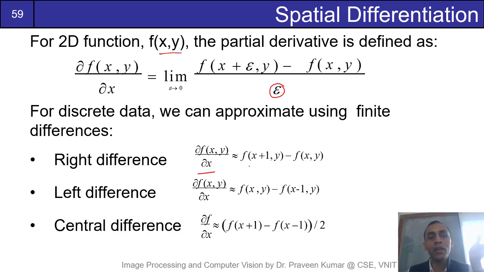So either we can take a right difference, that means we can take f(x+1) minus f(x), or we can go for a left difference, a backward difference, current minus back, or sometimes which is more useful is a central difference. Then we are basically taking the difference between the forward and the backward, and now because there is a difference of 2 pixels, I'm dividing it by 2. So any of these should be an approximation of a differential operator in our discrete domain, and we'll see how we will use them.